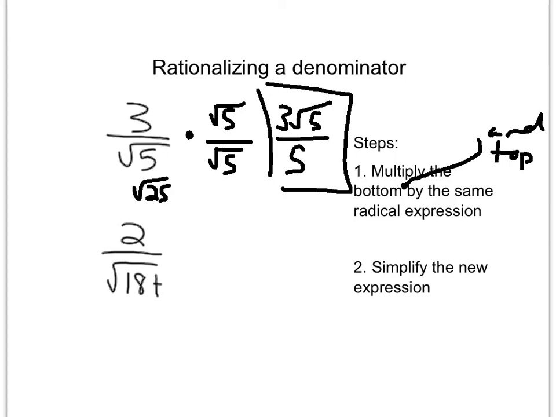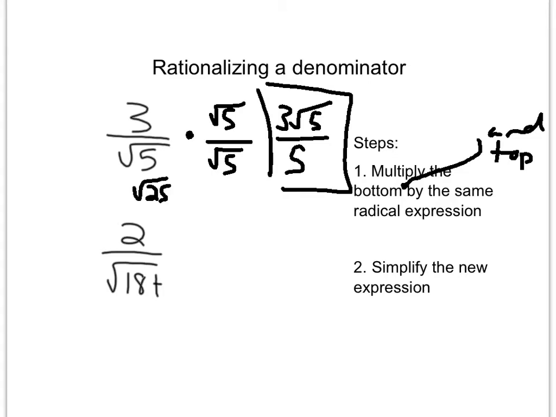So again, what rationalizing a denominator means is taking the fraction we have and multiplying it by the denominator over itself, because that's the same as multiplying times 1. And that's a way for us to simplify it.